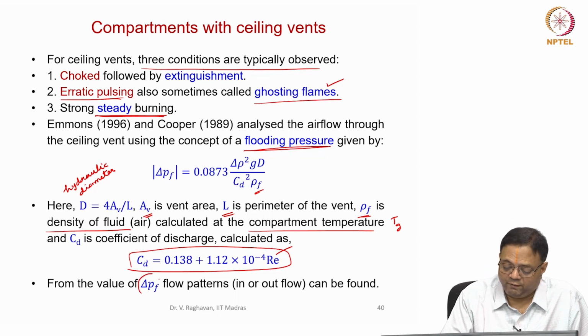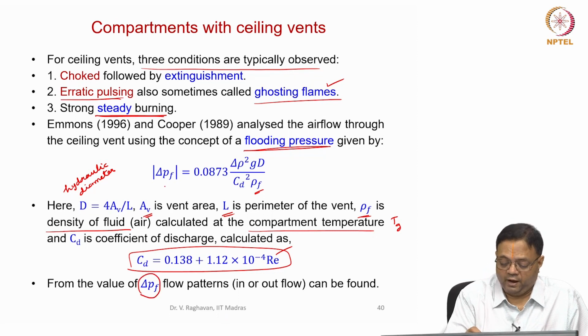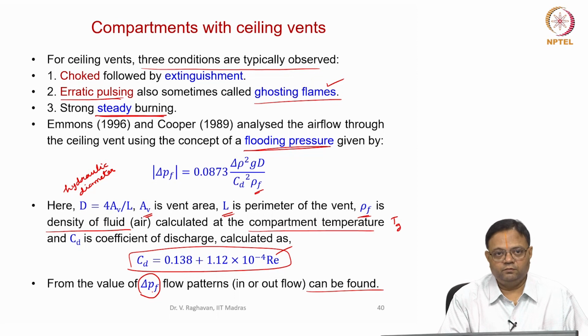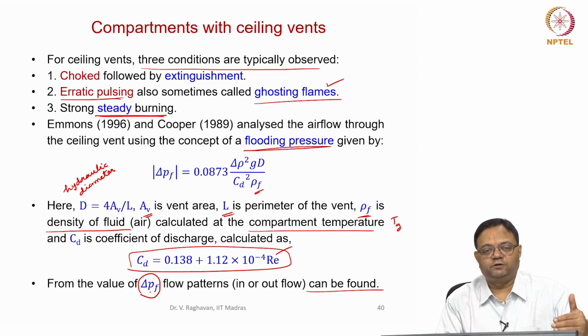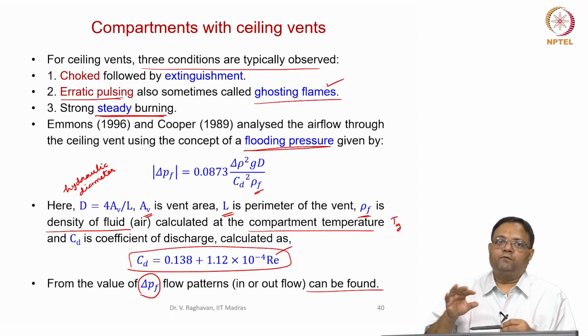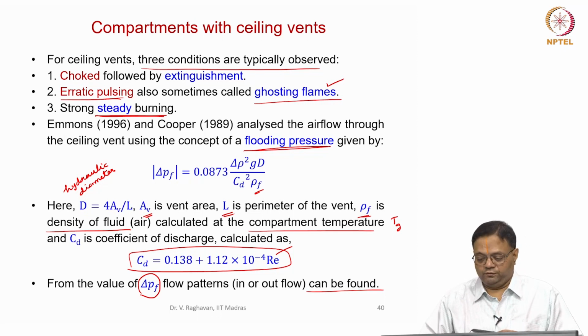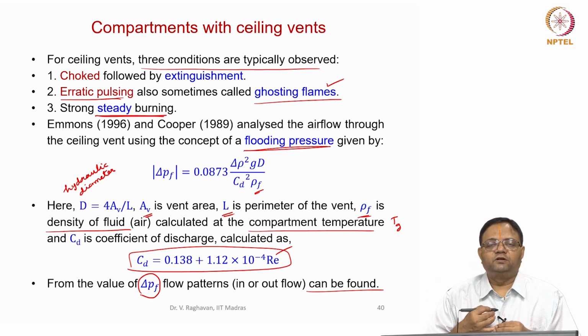So from the value of delta PF, flow patterns can be determined. If it is positive, that is, compartment pressure greater than fluid pressure, then the flow goes out to the ceiling vent or it comes down. If it is close to 0, then you have a different type of flow conditions.